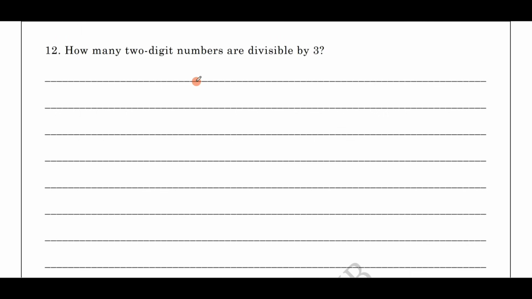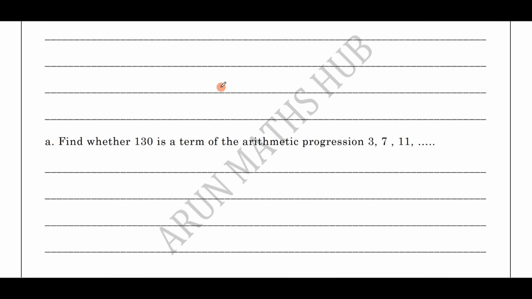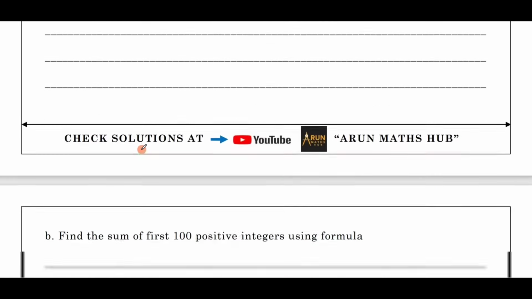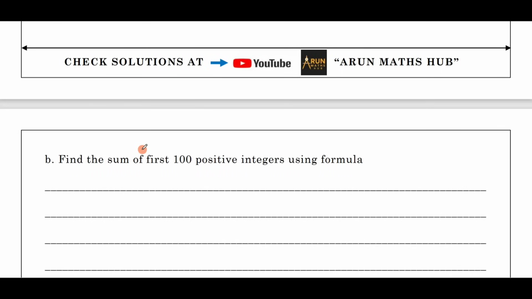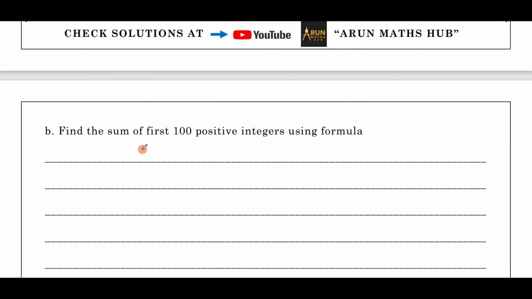Dear students, I have included a few additional questions from the AP. How many two-digit numbers are divisible by 3? First, list down the two-digit numbers which are divisible by 3. Then, using the nth term formula, you can find the value of n. If n is a whole number, that means it is a term. If you get n as a fraction or decimal, that means it is not a term. 130 is not a term. You can try this question, finding the sum of 100 positive integers using the formula Sn equals n into n plus 1 by 2.